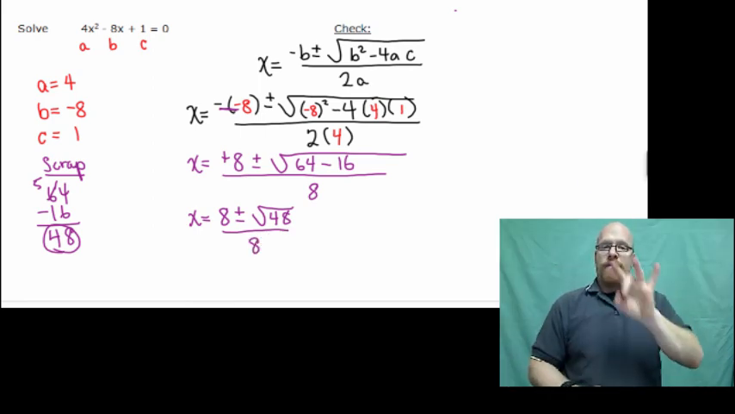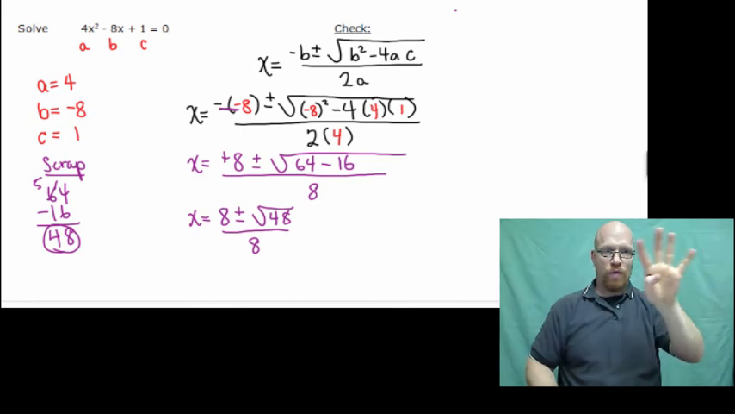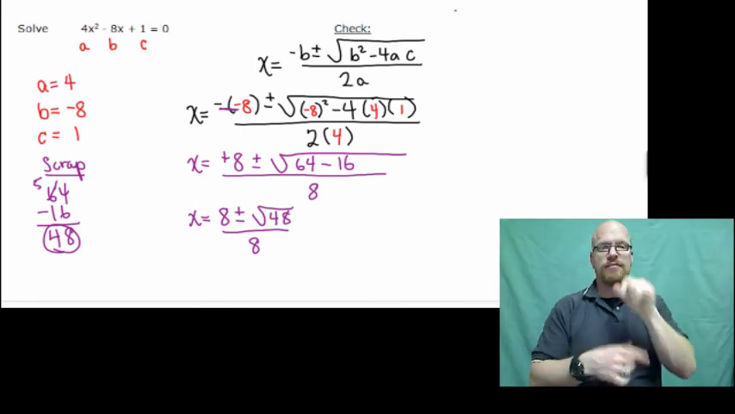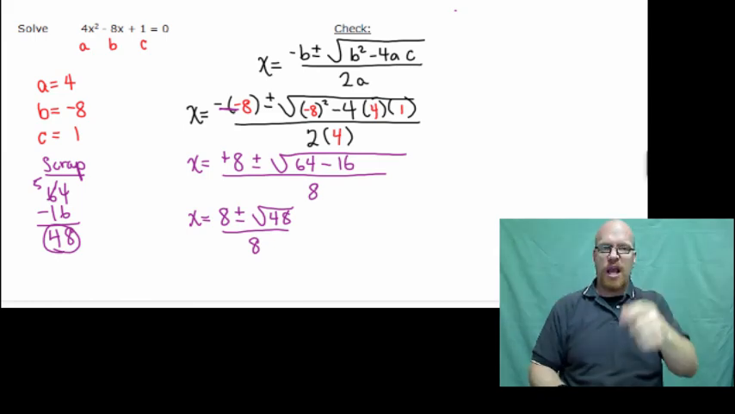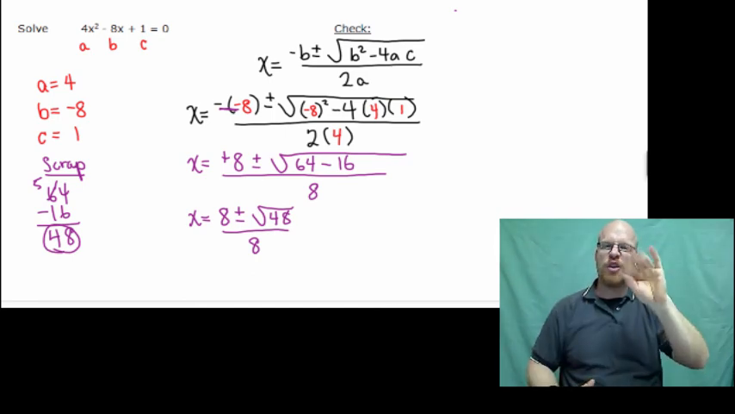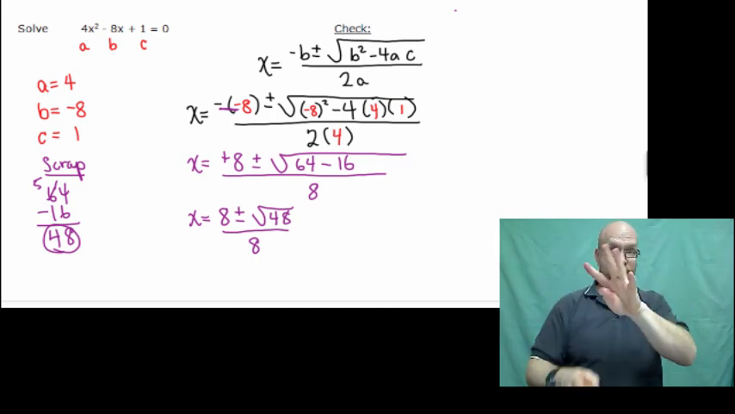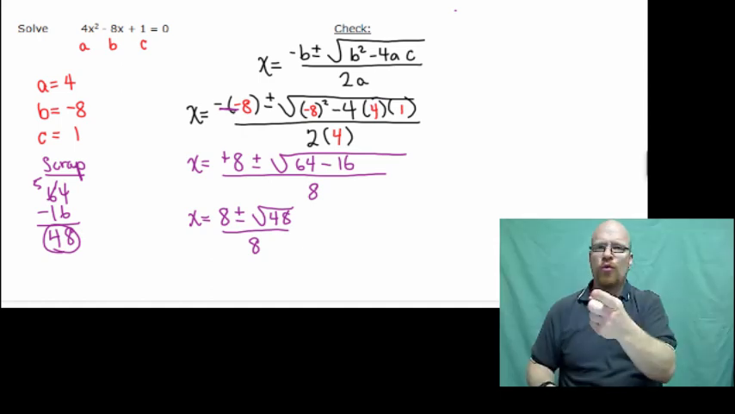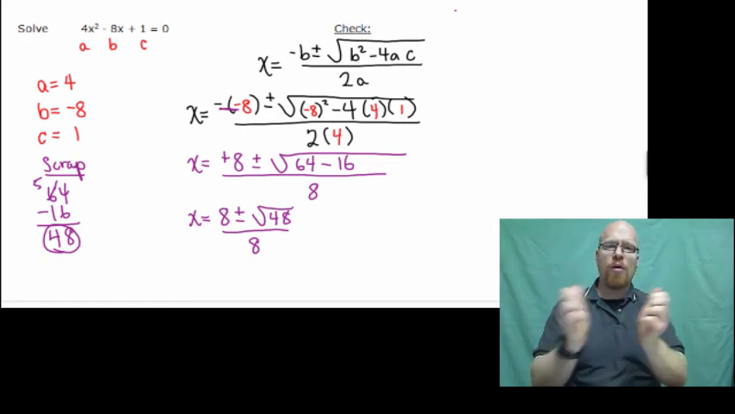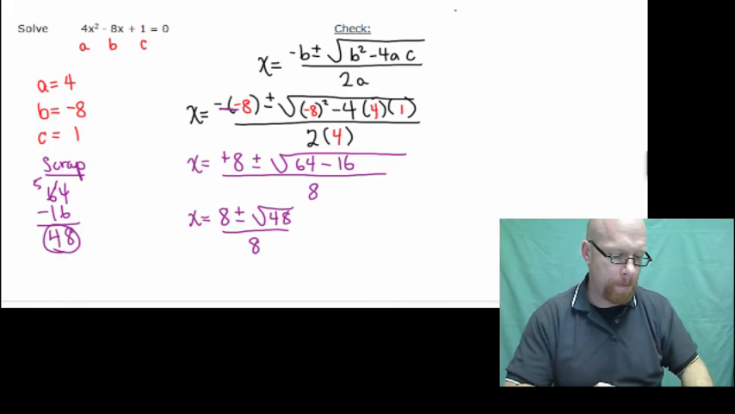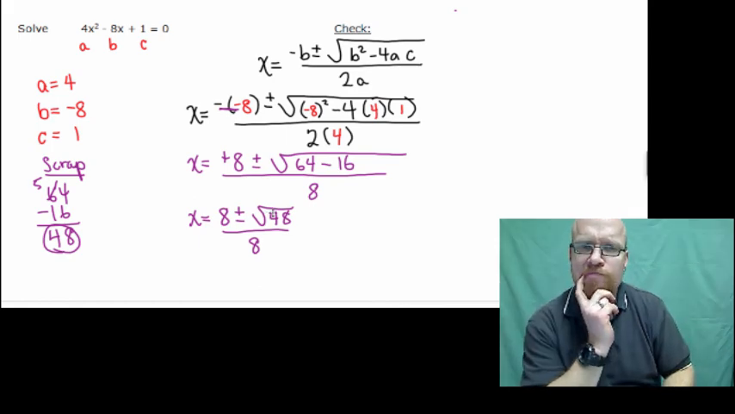Okay, now I have 8 plus and minus the square root of 48, all over 8. All right, now this is not a perfect square. But 48 has a perfect square in there maybe. We're going to have a radical in our answer. It's an irrational answer. 4x squared minus 8x plus 1 is prime. We can't factor that, so we use the formula instead.